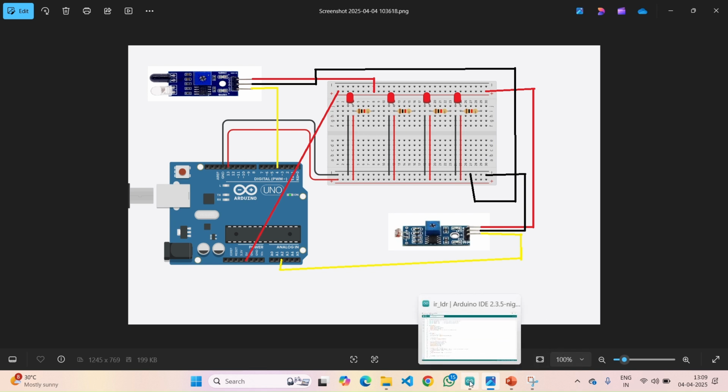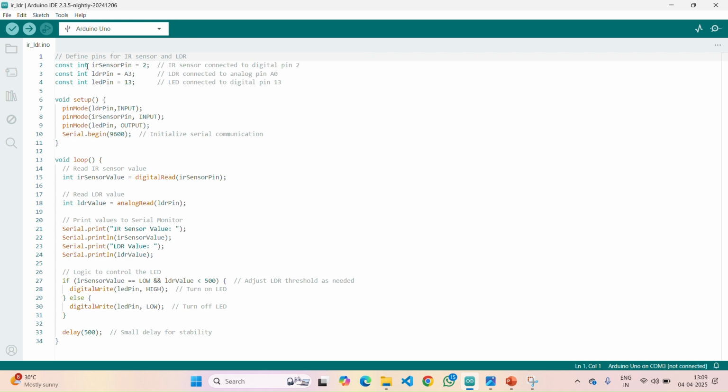And now coming to the coding part. Since the IR sensor is a digital sensor, I have given digital pin 2. For operating all the LEDs, digital pin 13. And for LDR, A3. For our LDR and IR sensor, since we are going to read values from them, nothing but we are taking input from those pins. And the LED is going to perform as output. This is the beginning of the serial monitor.